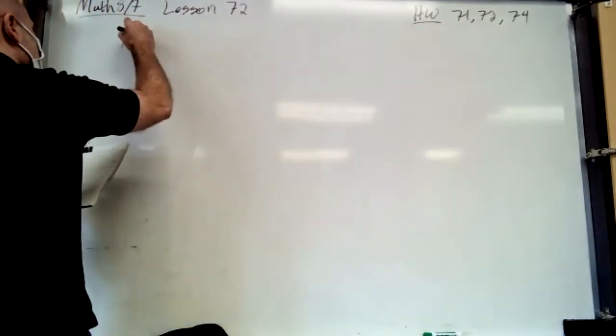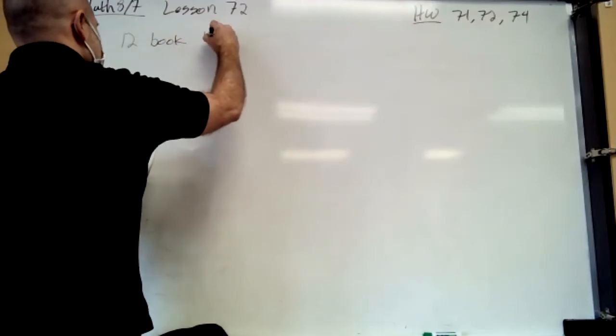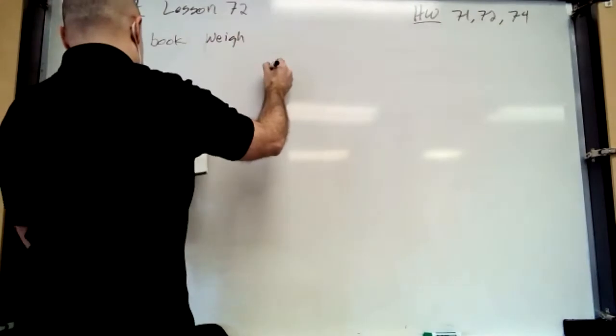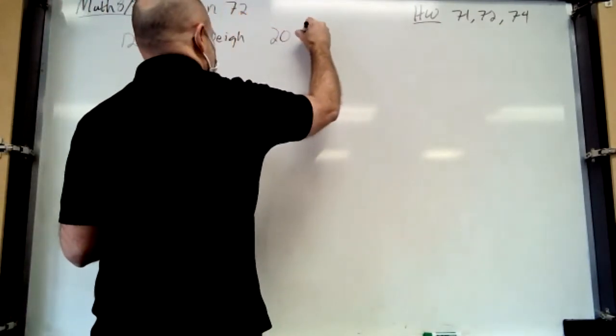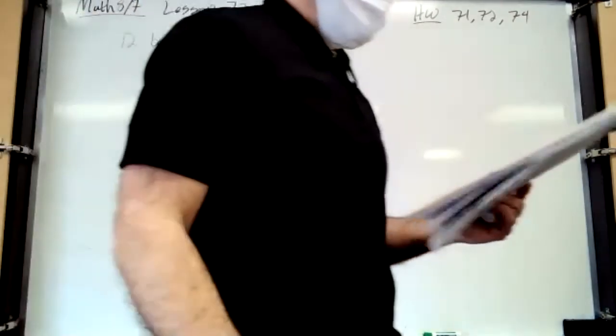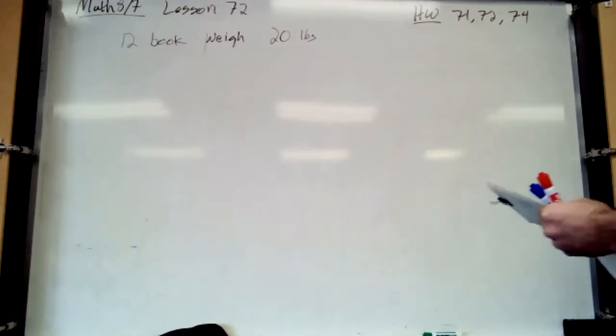Let's say 12 books weigh 20 pounds. 12 books weigh 20 pounds. How much does 30 books weigh? How much do 30 books weigh? How do you figure that out? So what I did in my head, I think.